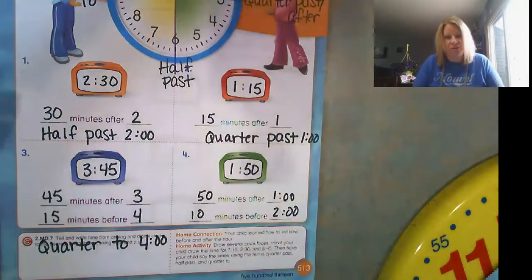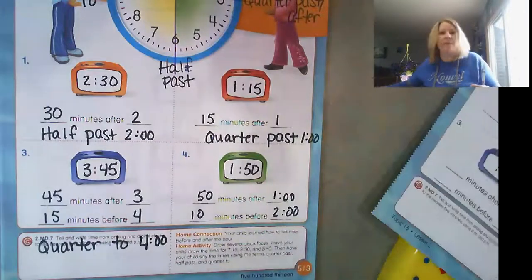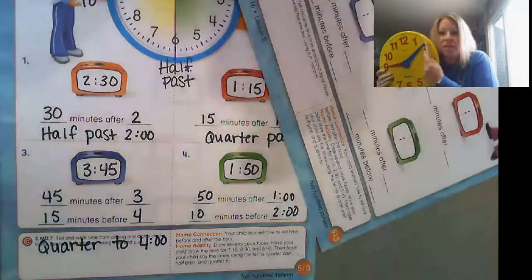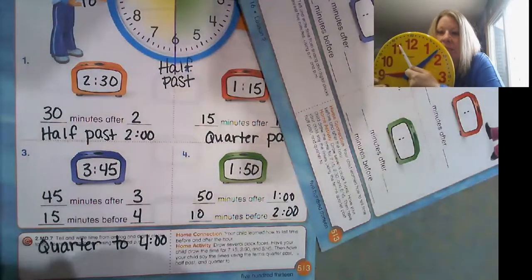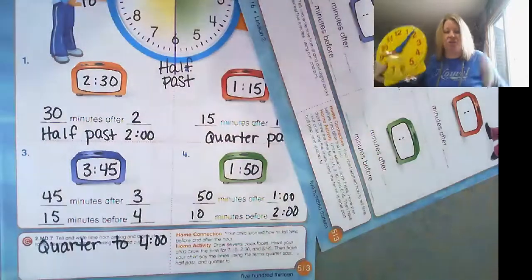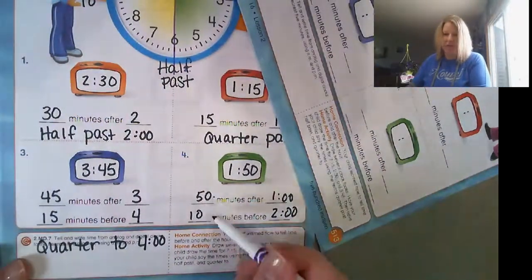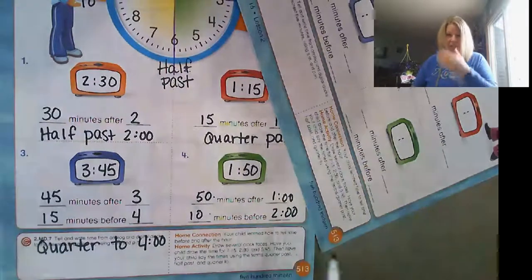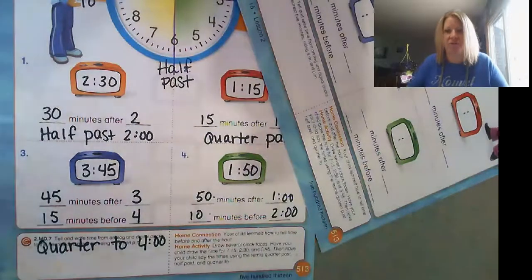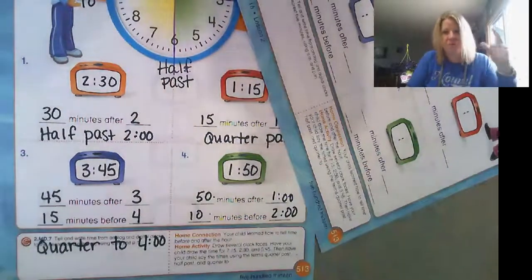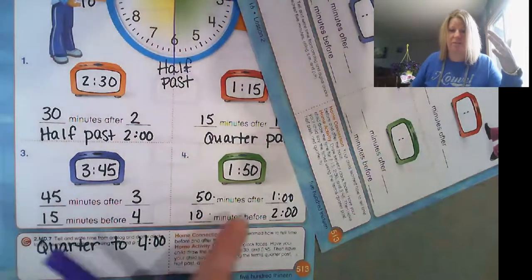Now, that might be confusing to you, but always think back, how many minutes are on a clock? Let me get my clock. 60. Do you see that? 60 minutes. There are 60 minutes in an hour. So if I add 50 and 10, I get 60. Okay, crisis averted. So 50 and 10 make 60, which is an hour. So I can say 10 minutes before 2.